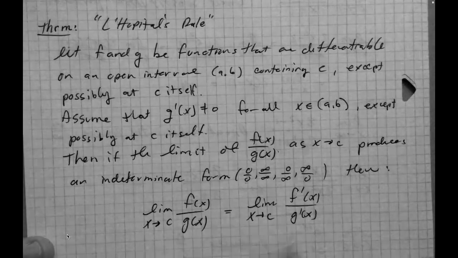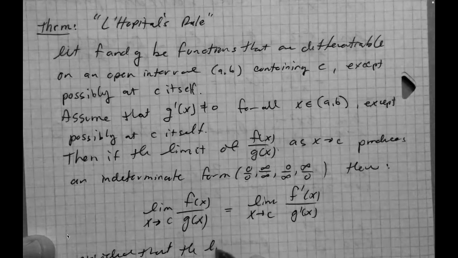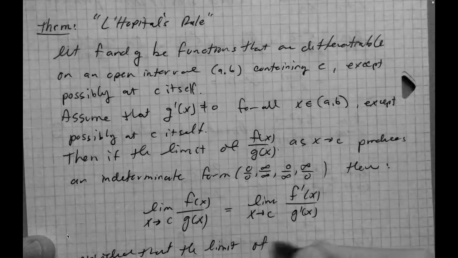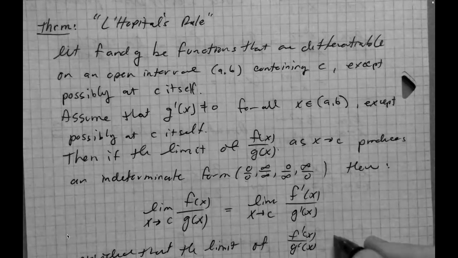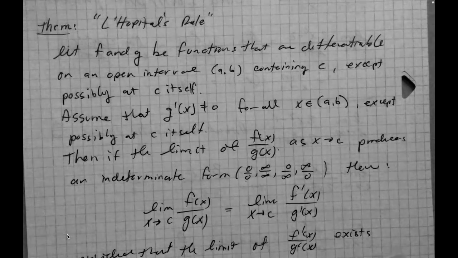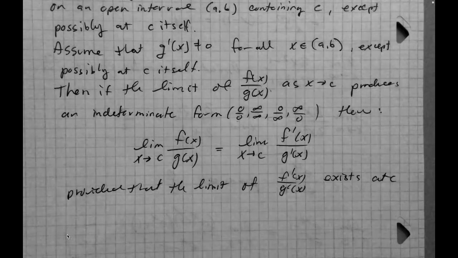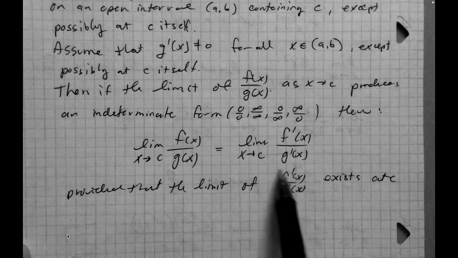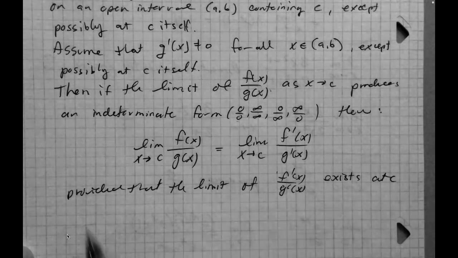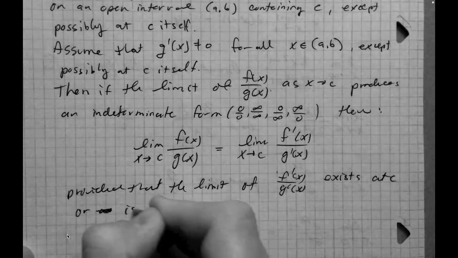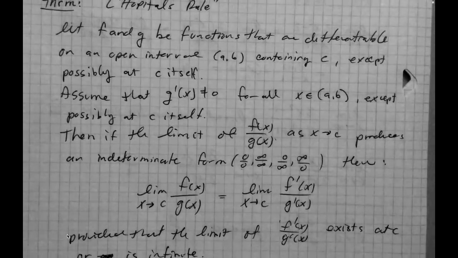All right, now what we should say is provided that the limit of f prime of x over g prime of x exists at c. Or, it is fine to say that it's infinite, right? So if this limit is infinite, that's fine too. So provided that the limit of the ratio of the derivatives exists at c or is infinite. Okay. All right. Told you it was wordy, right? So it's an in-depth thing, right?